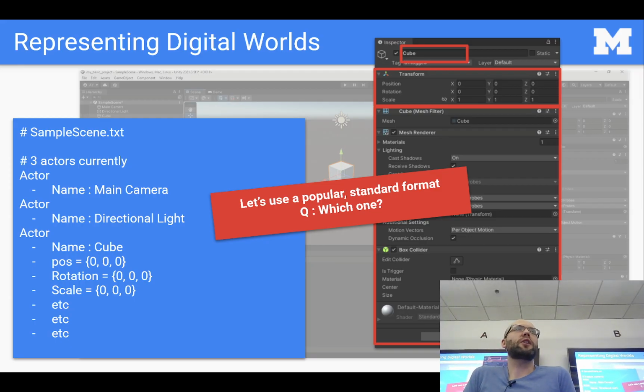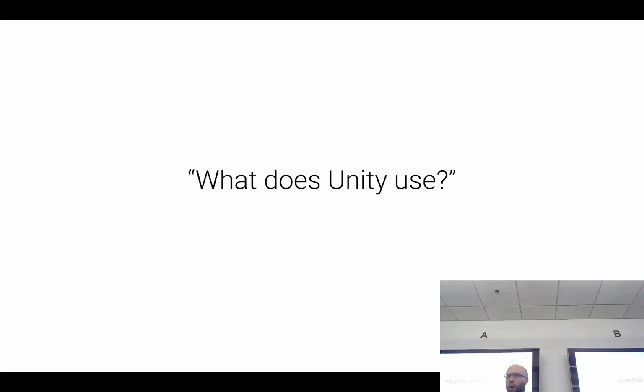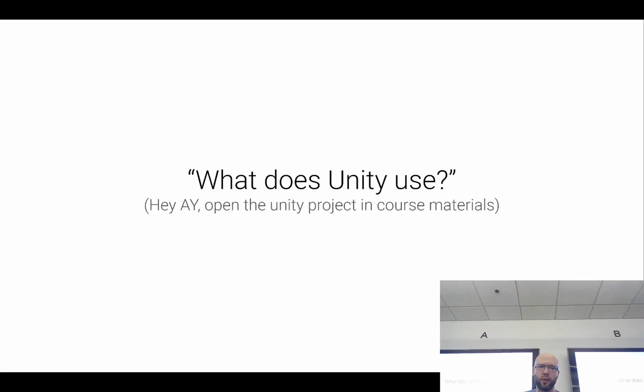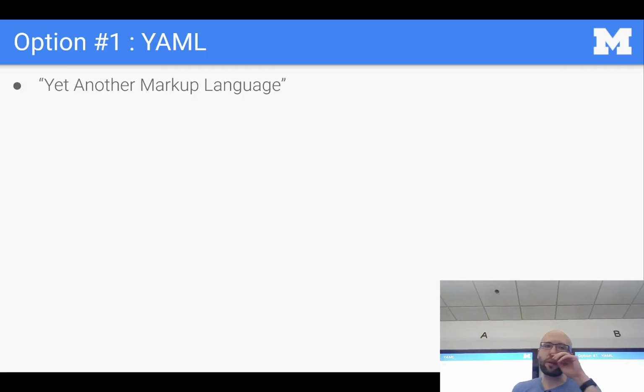But which standard format should we use? Any ideas? Protobuf. We need a protobuf. That's an interesting idea. We have a lot of features we're going to want to support. So what kind of format should we use? Well, you can ask yourself, what do modern game engines use? What does Unity use? And as it turns out, Unity uses something called YAML.